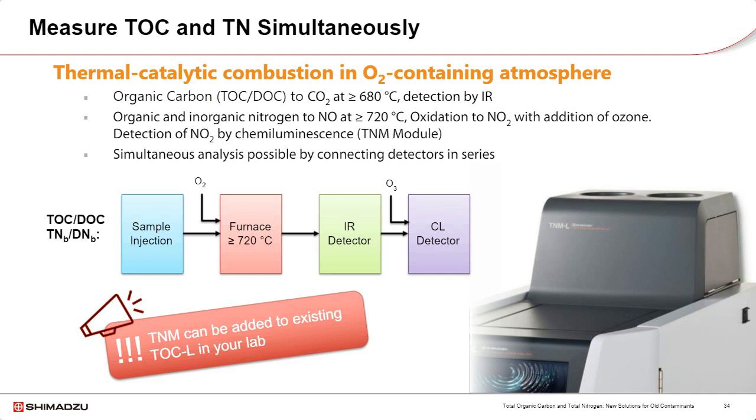So Shimadzu's solution is to use the TNM-L total nitrogen module to measure total nitrogen. This method is quick, about 4 to 5 minutes per measurement, requires no acid or dangerous chemicals, and generates very little waste. When samples are injected into the combustion tube at temperatures in excess of 720 degrees Celsius, organic and inorganic nitrogen in the sample is decomposed to NO. Now with the addition of ozone, NO is even further oxidized to NO2. This NO2 is then detected by the chemiluminescence detector in the TNM unit.